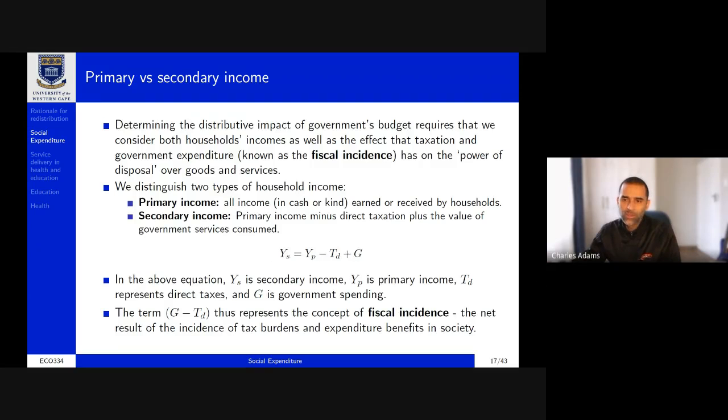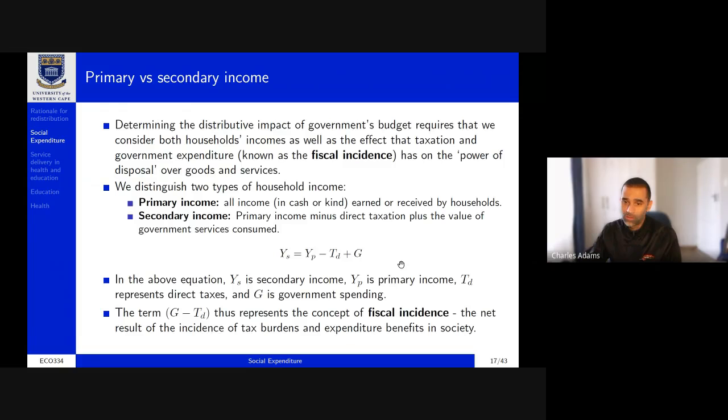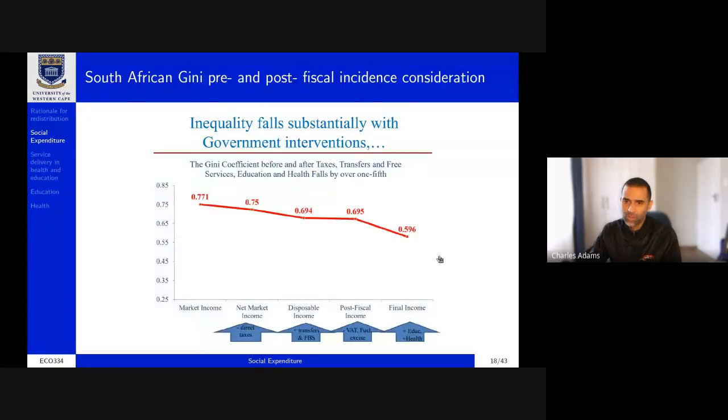And these calculations do get done, and I'll show you some results of this in a moment. But the idea here is just to illustrate that government intervention, government's budget, as well as its expenditure programs, will affect people, will result in this difference between primary income and secondary income. And that's how we assess fiscal incidence. So this chart shows you the Gini coefficient for South Africa. You're looking at market income on the left, and then using this relation here on the right.